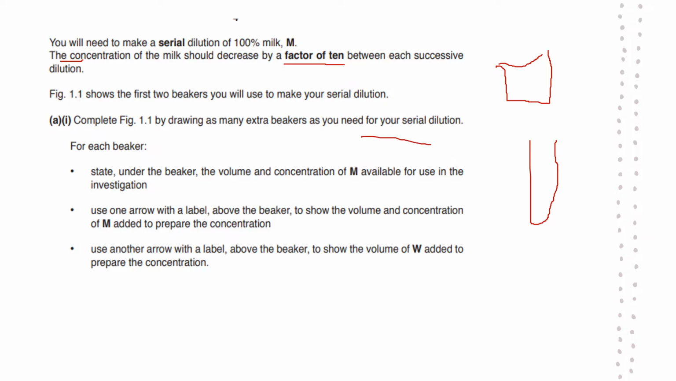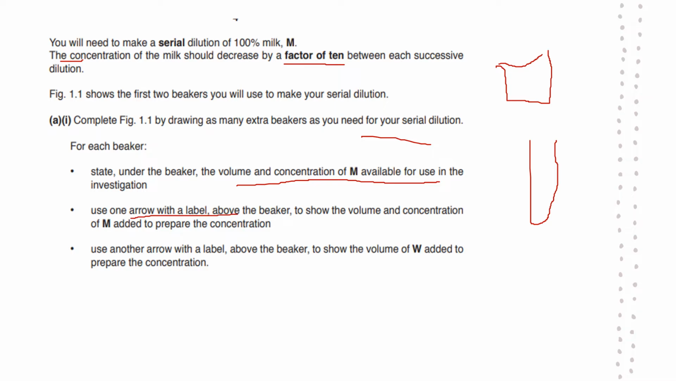Now, something I'm going to tell you is that the general rule, if you're doing a serial dilution, is to draw 5 beakers, or to make 5 beakers of dilution. Most of the time students do not exceed 5. So as long as you do 5, then you should be okay. Then they say here, under each beaker, state the volume and concentration of M available for use in the investigation, and I'll explain what that means in a bit.